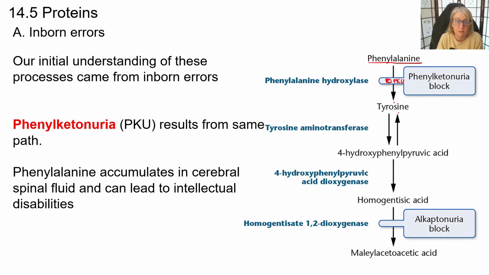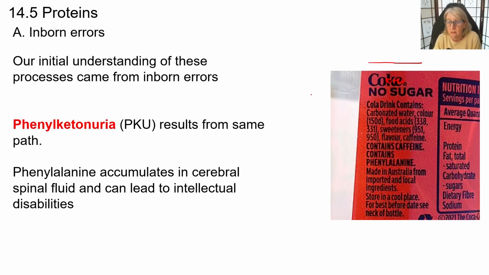If you have this, what happens is you build up phenylalanine in your cerebral spinal fluid. This causes blockage of signaling and also your ability to clean up and maintain your brainstem and your brain. This can lead to severe intellectual disabilities. Phenylalanine is really common in artificial sweeteners. In regular food, it is often not independent.